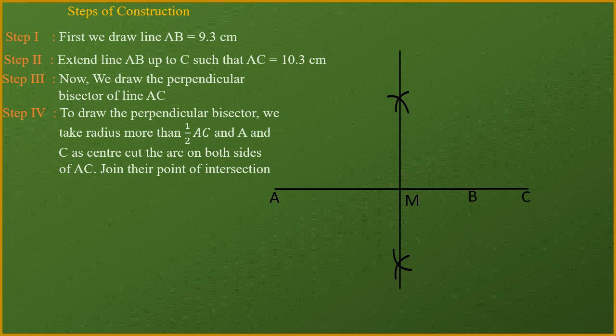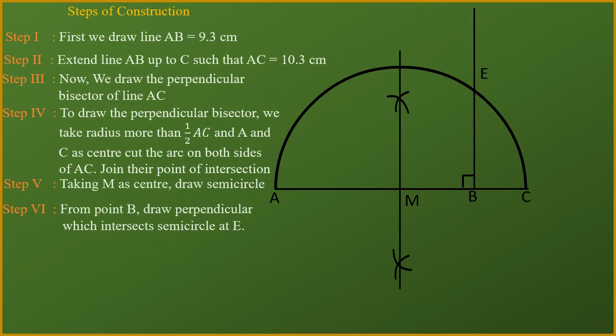Okay. Now we shall take M as a center. Taking M as a center, and radius equal to AM, means keep your compass at M and measure the length either up till A or up till C, and draw the semicircle. Once again I repeat, taking M as a center and radius equal to AM, draw the semicircle. You will observe, if you are taking the radius from A to M, then definitely it will touch the point C only, because both are the same.